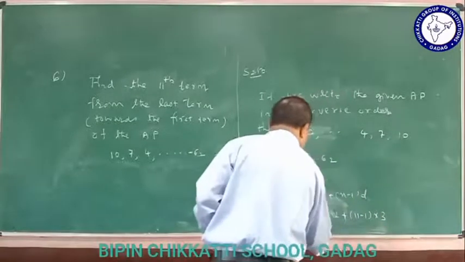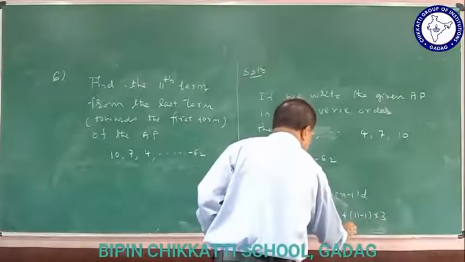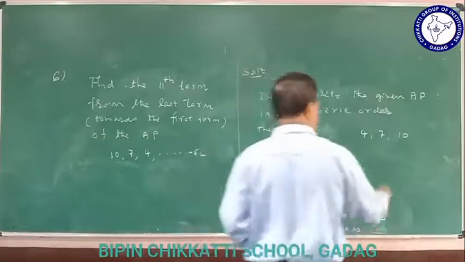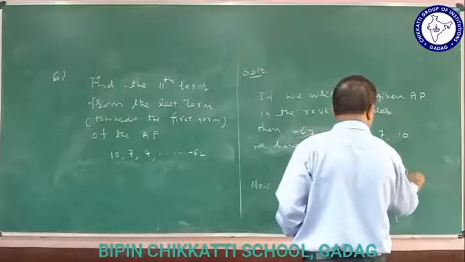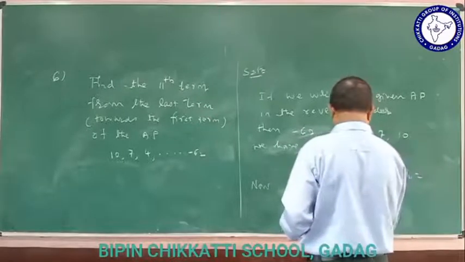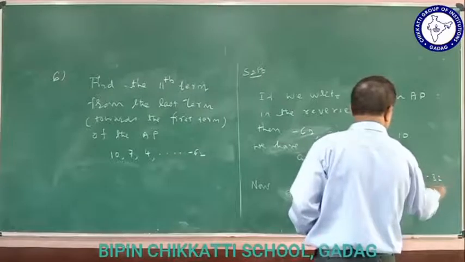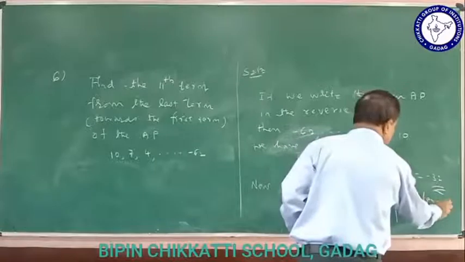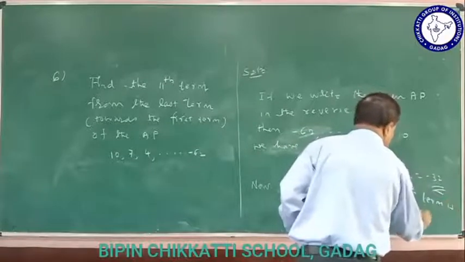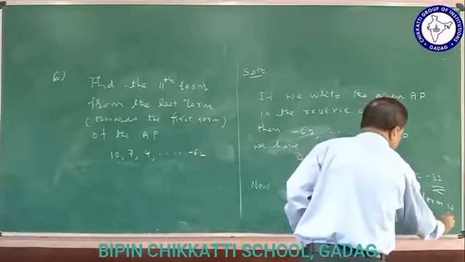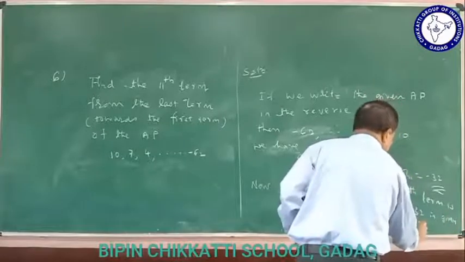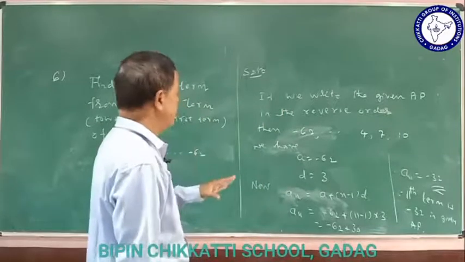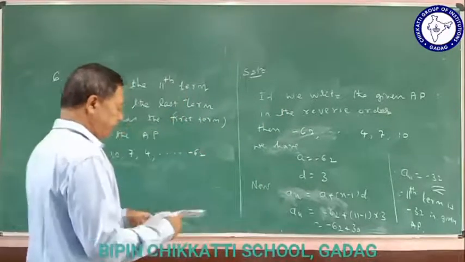We have to simplify this. Minus 62 and 11 minus 1 is 10, into 3 means 30. And what comes here now? Therefore A11 is equal to minus 62 plus 30, which means minus 32. So the 11th term is minus 32 in the given AP. Look at this, and this is the way we have got the 11th term, just writing in the reverse order.